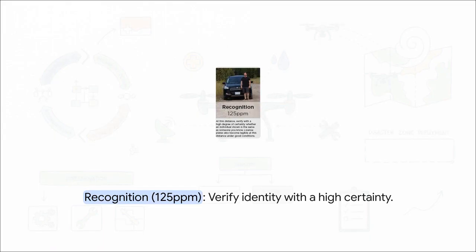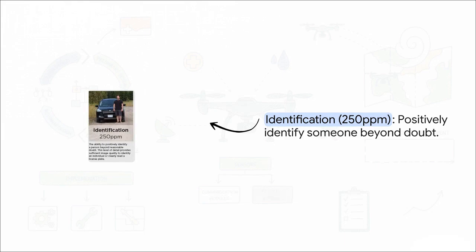Then clarity drastically improves at the recognition tier. That's 125 pixels per meter. Now operators have a high degree of certainty about who or what they're looking at. If conditions are decent, you can even begin to make out larger text, like a license plate on a stranded vehicle. Finally, at an incredibly dense 250 pixels per meter, we achieve identification.